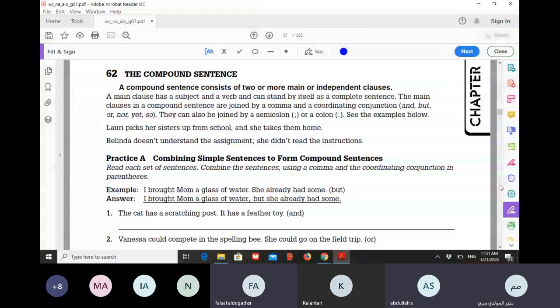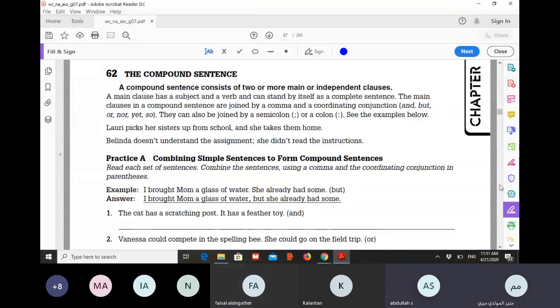Belinda doesn't understand the assignment. She didn't read the instructions. Very good. Here they combine the two sentences together without using a coordinating conjunction and a comma, but instead they used a semicolon. And the sentence is right. So it is considered as one compound sentence.